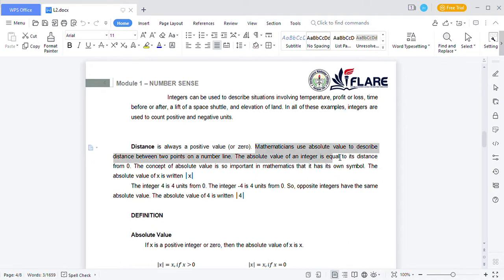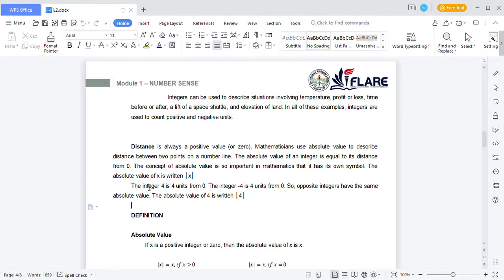Mathematicians use absolute value to describe distance between 2 points on a number line. The absolute value of an integer is equal to its distance from 0. So the concept of absolute value is important in mathematics that it has its own symbol. The absolute value of x is written. So how do we read this one? This is the absolute value of x. So again, the absolute value of x. So when we have the absolute value of x, we are talking about the distance of a number from its origin. Isa pa nga to origin?